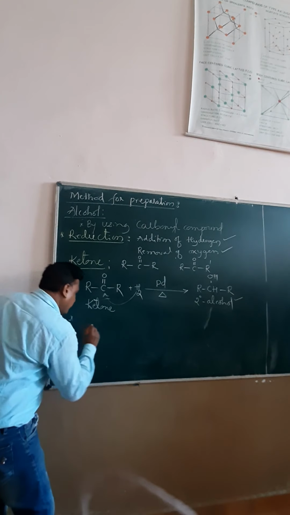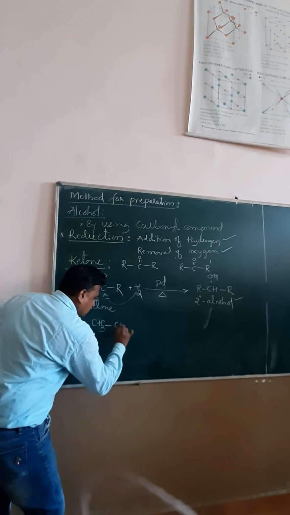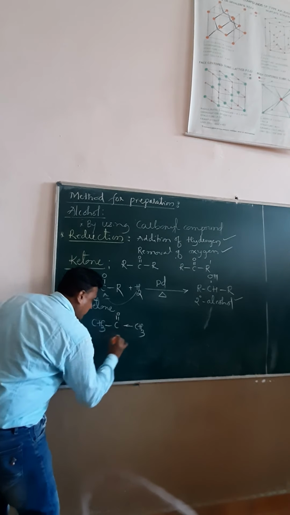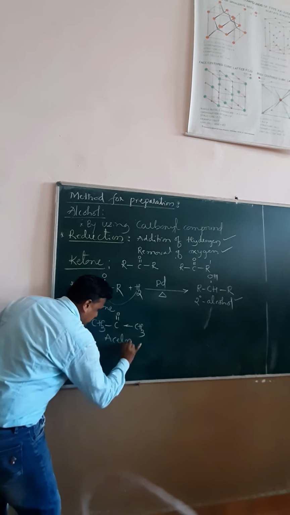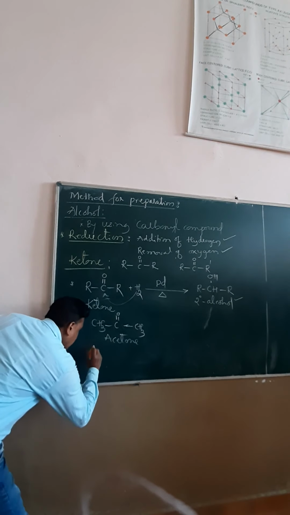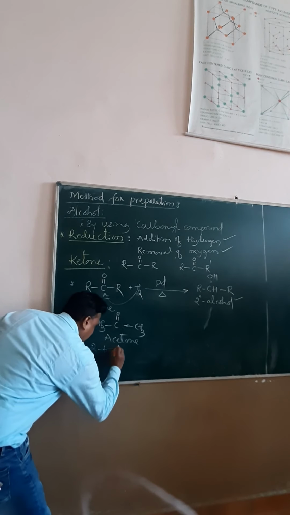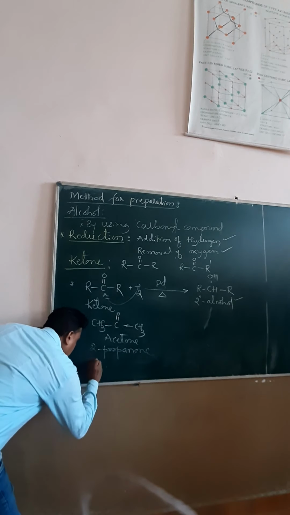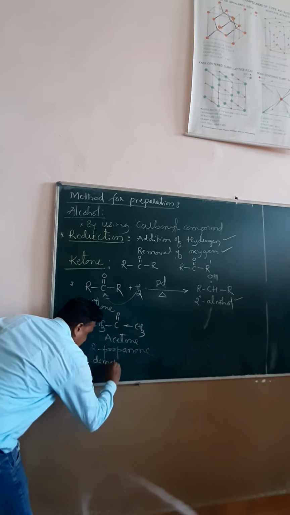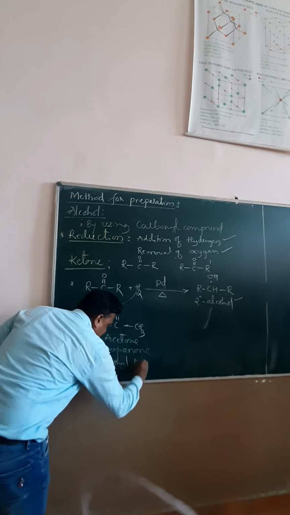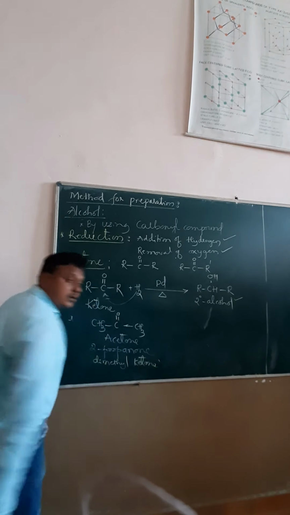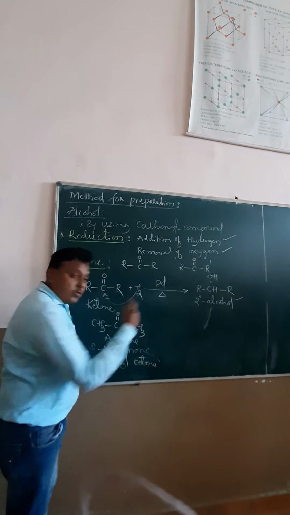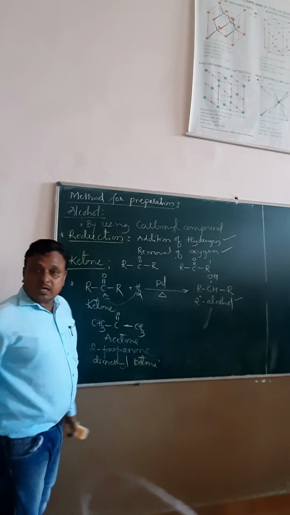Let's consider an example for this: CH3, C double bond O, CH3. Here the name of this compound is acetone, commercially. 2-propanone is the IUPAC name, and dimethyl ketone is a common name. Commonly this compound is called acetone, 2-propanone or dimethyl ketone.